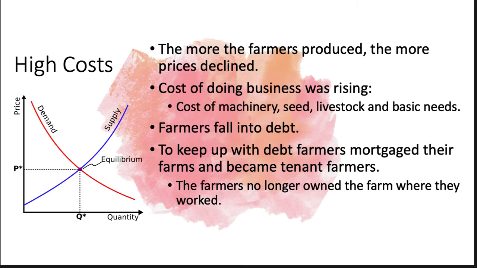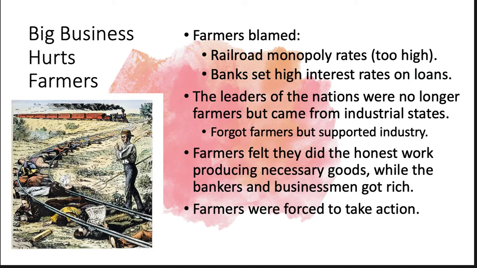Those loans are going to come from the banks. The way that they get those loans is by mortgaging or putting up their house and their land, and essentially they become tenant farmers, paying the banks back for that loan that they have taken. The farmers no longer owned that property, the bank does, in order to meet the needs and be able to survive the situation that they are put in.